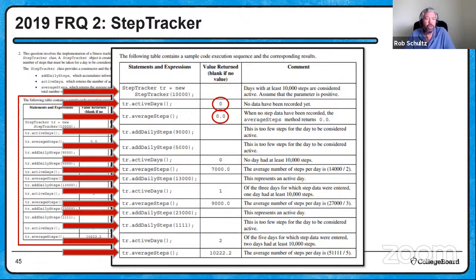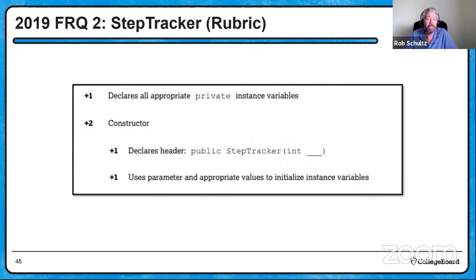Okay. So as we've done in the past, I think it's helpful if we look at where the point values are. And again, because this is just one single question where we're doing the entire class from top to bottom, all 9 points are going to be built into how we build this class. So there's 1 point for declaring all of the appropriate private instance variables. And again, I want to focus on something we mentioned yesterday and we mentioned at least once last week.